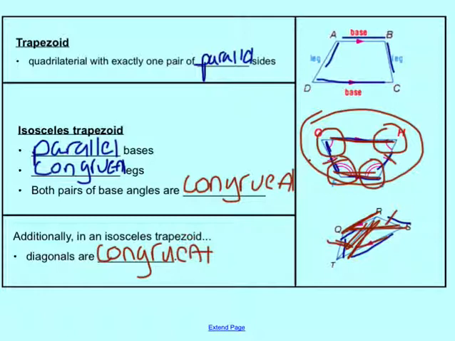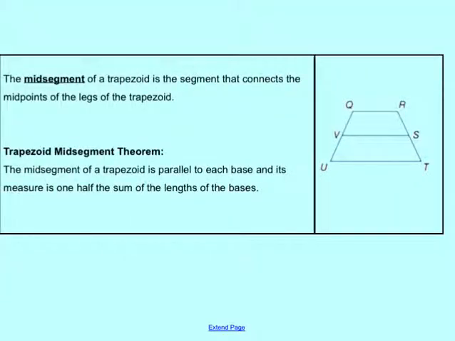Now let's take a look at some more properties of a trapezoid. The mid-segment of the trapezoid is the segment that connects the midpoints of the legs of the trapezoid. So V is the midpoint of the line QU. S is the midpoint of the line RT. That becomes important because of the trapezoid mid-segment theorem. The mid-segment of a trapezoid is parallel to each base. So these lines are all parallel to each other. Likewise, this part has to be equal to that part because V is the midpoint. This part has to be equal to that part because S is the midpoint.